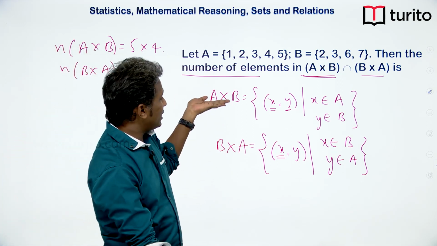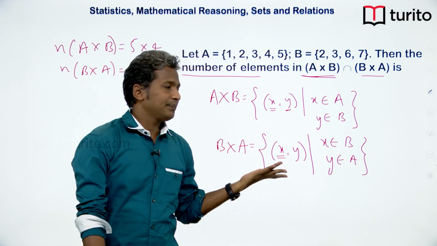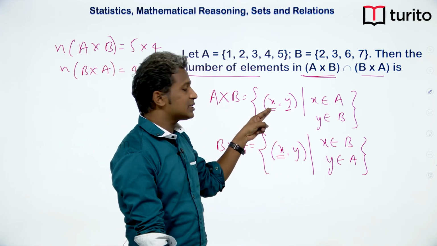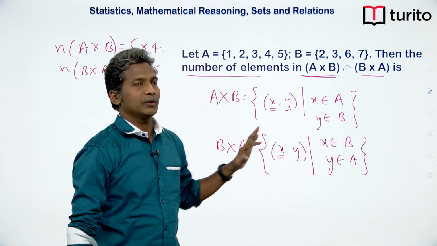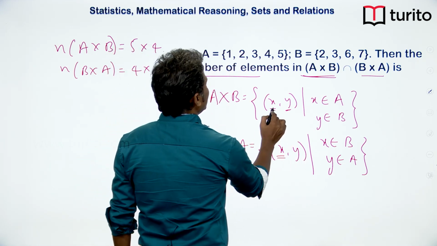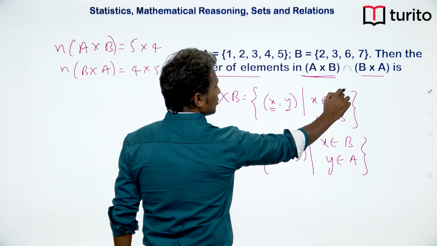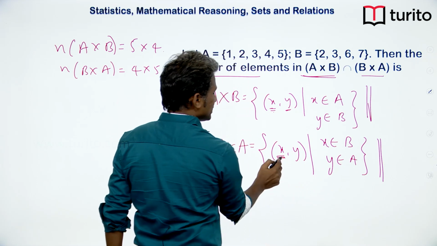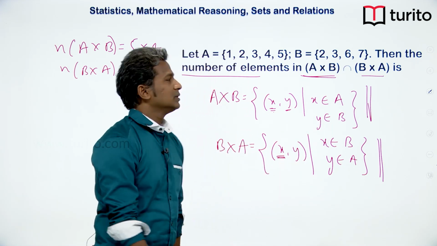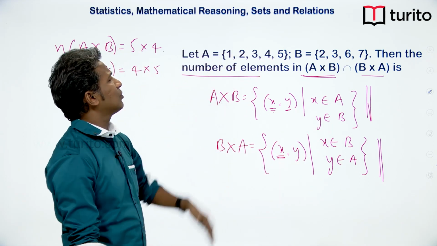But if we want to take the intersection of these two, then the first element must belong to A and also to B. So, the first element x must belong to A according to this set builder form, and according to the other set builder form, the first element must also belong to B. So, just check how many elements are common.